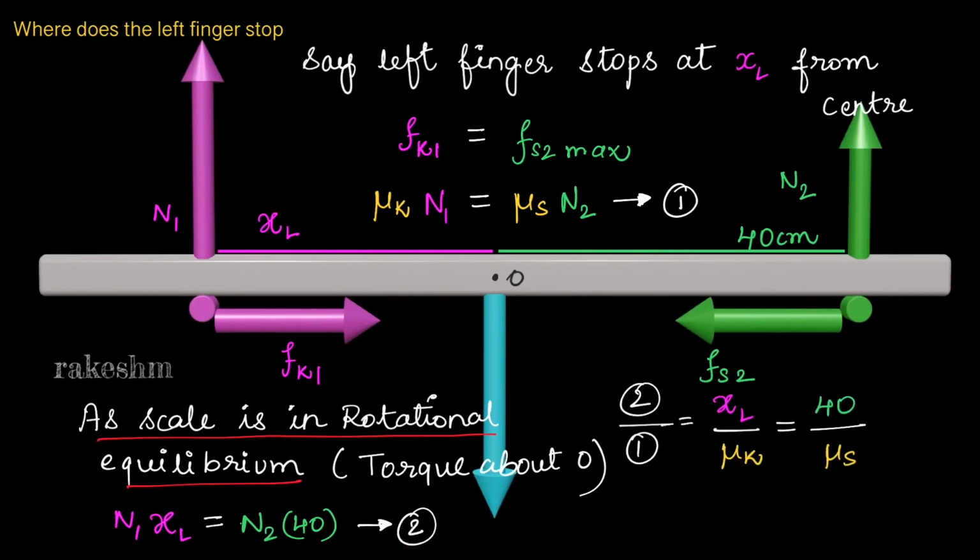If we solve these both equations, dividing 2 by 1, we get XL by mu K equals 40 by mu S. So when we solve this equation, we get XL equal to 40 times mu K by mu S. So the left finger stops at a distance of 40 times mu K by mu S from the center of the meter scale.